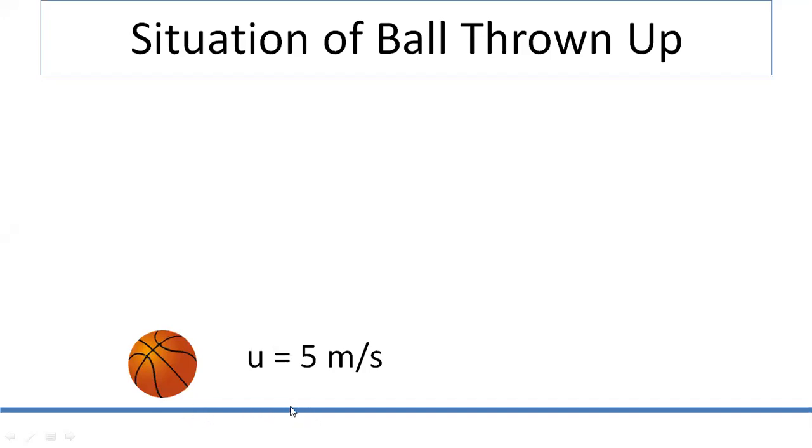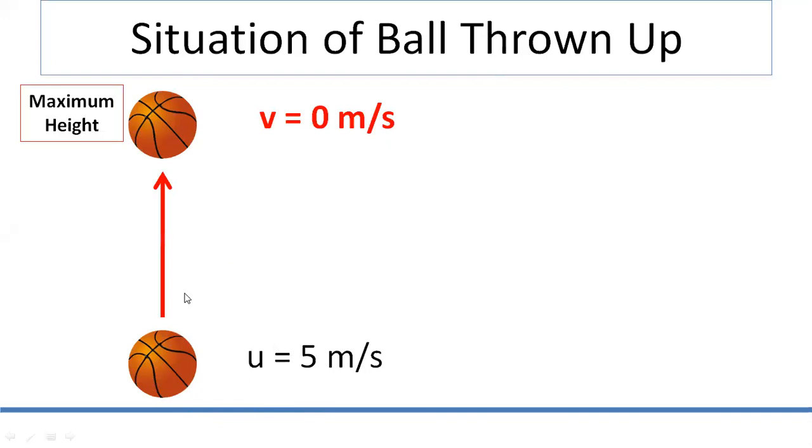Okay, this blue line is our Earth surface, and we have a ball. Suppose we are trying to throw it up. So what we are doing is we are throwing it up, towards the sky. So let me throw it. What is going to happen? This ball is going to go to a big height, a maximum height.